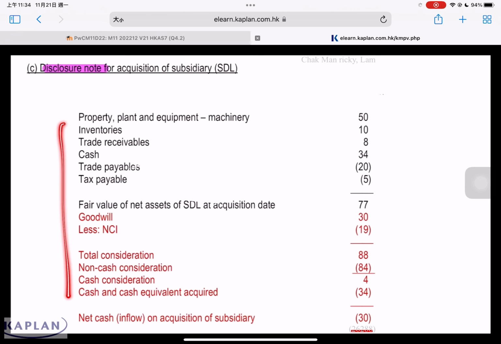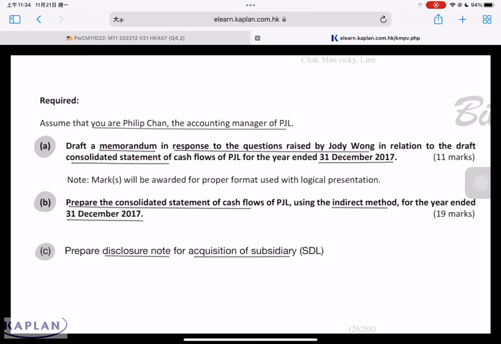All this information is from here. We are required to prepare a memo, and we are required to prepare the statement of cash flow. At the same time, I want you to think about how to prepare the disclosure notes on the acquisition of subsidiary. Can we look at part B now?